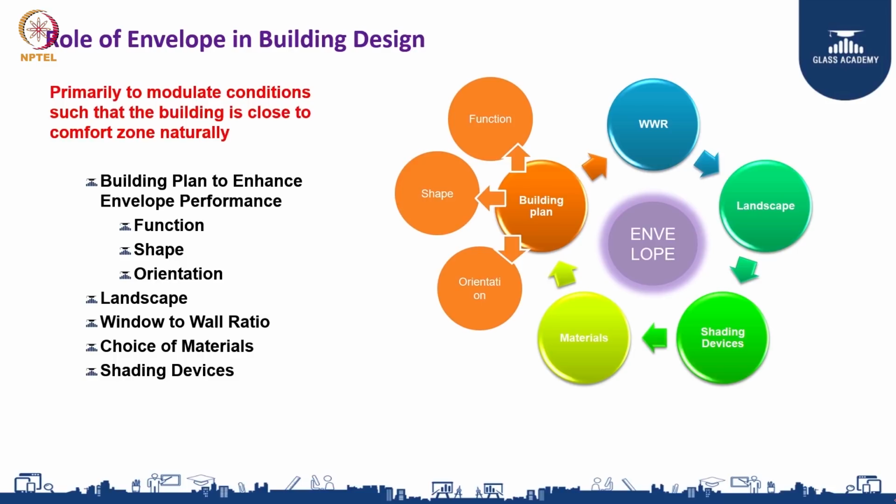The second most critical thing is your window to wall ratio. How much glass do we actually think this building requires? If you are saying my building needs to look like a building from the west, it has to look beautiful, it has to have glass, then how do we design it? How do we make sure that we still have glass, but at the same time we minimize the direct heat gain? Landscape: how does landscape help in the facade of the building or the building envelope? Shading devices, your choice of materials.